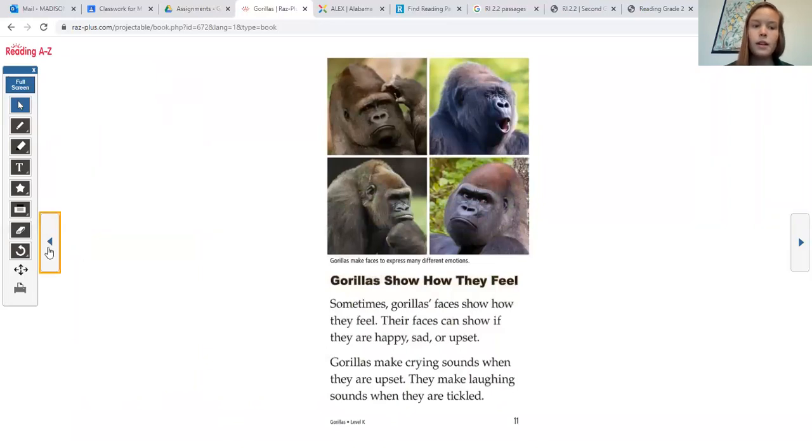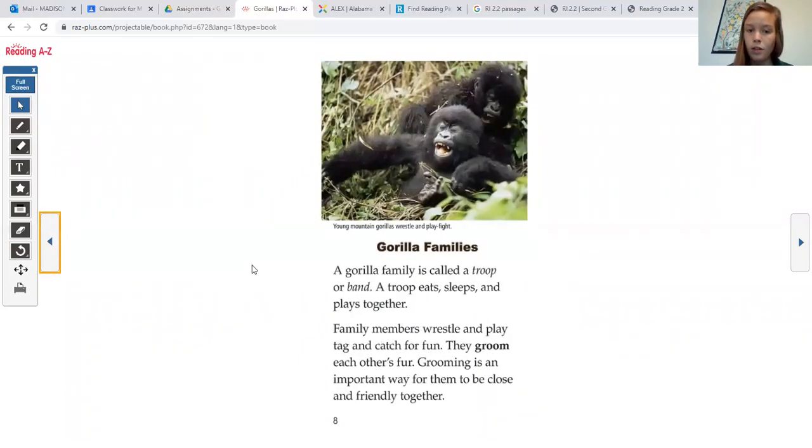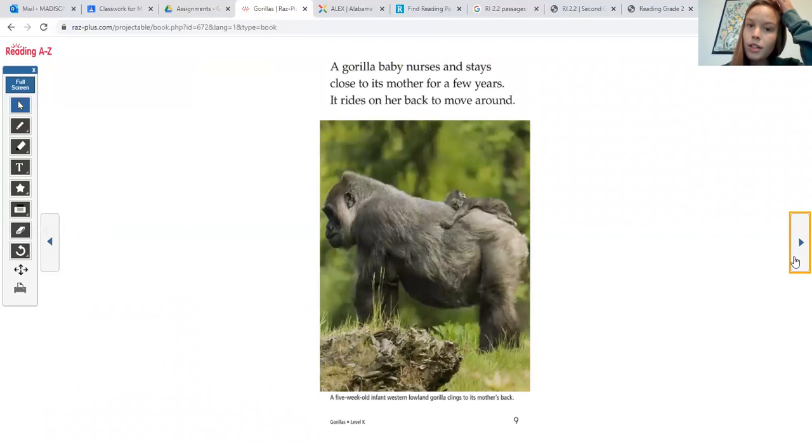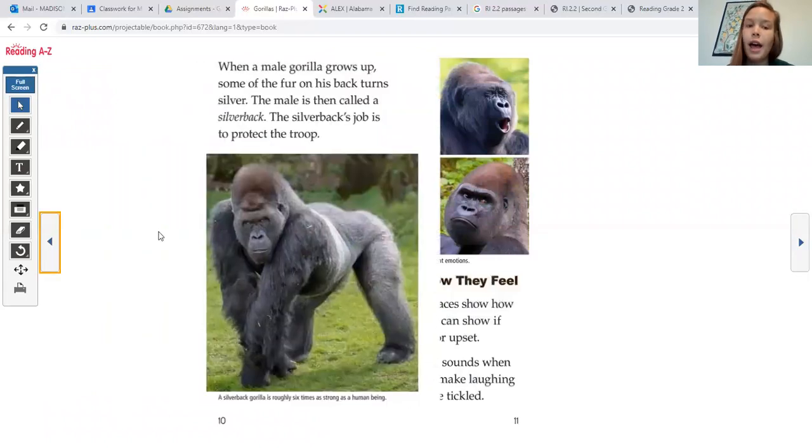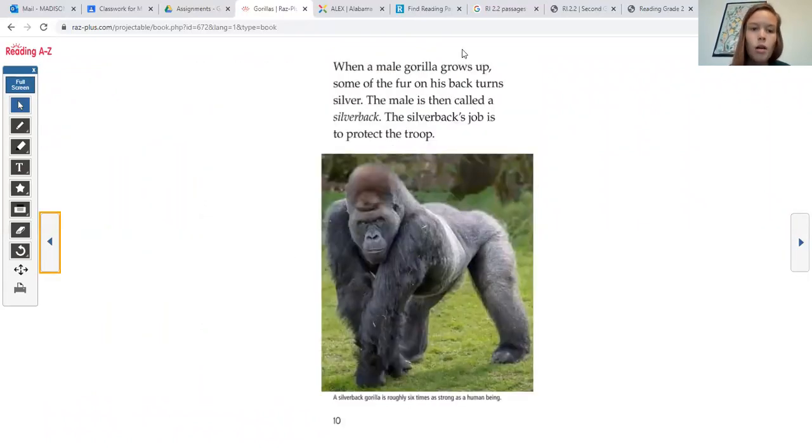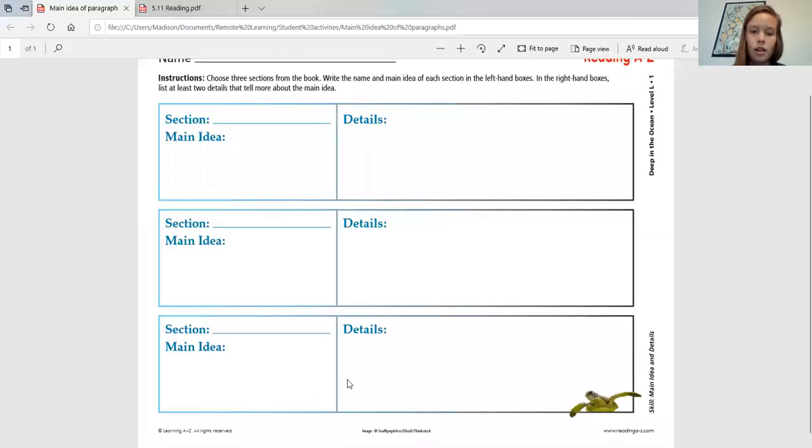So we're back. Some key ideas that I found were that the family members wrestle, play, and groom one another. That's one detail. Another detail could be that the baby gorillas have to stay near their moms for a few years. And then a third detail could be that the male gorillas help protect the family. So we're going to go back to our chart, and we're going to fill those in.